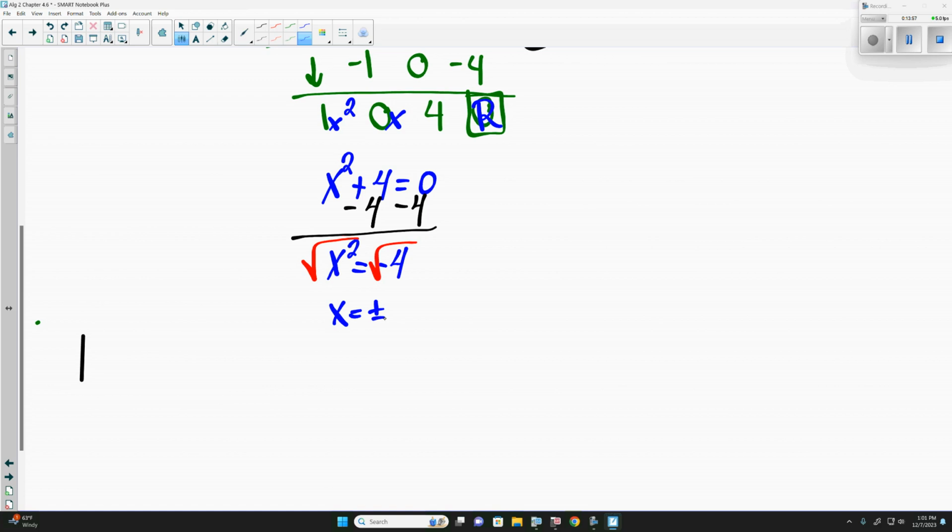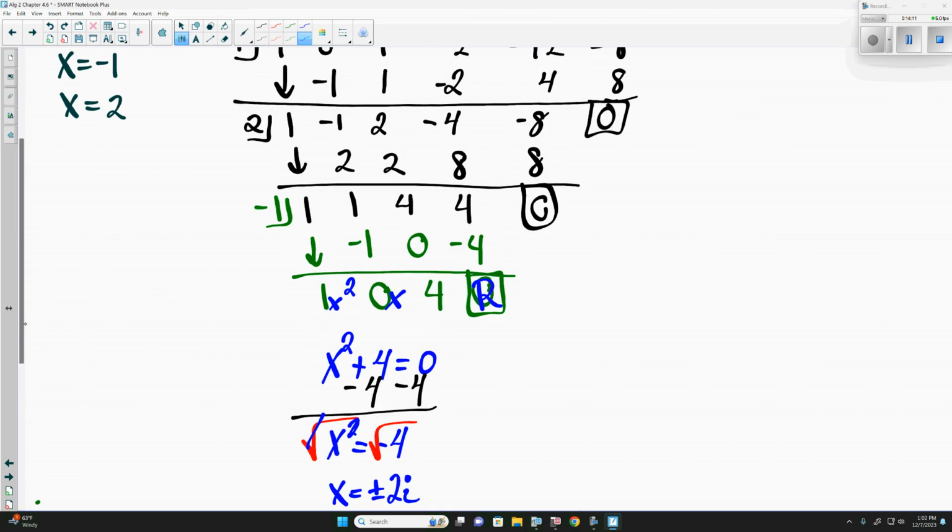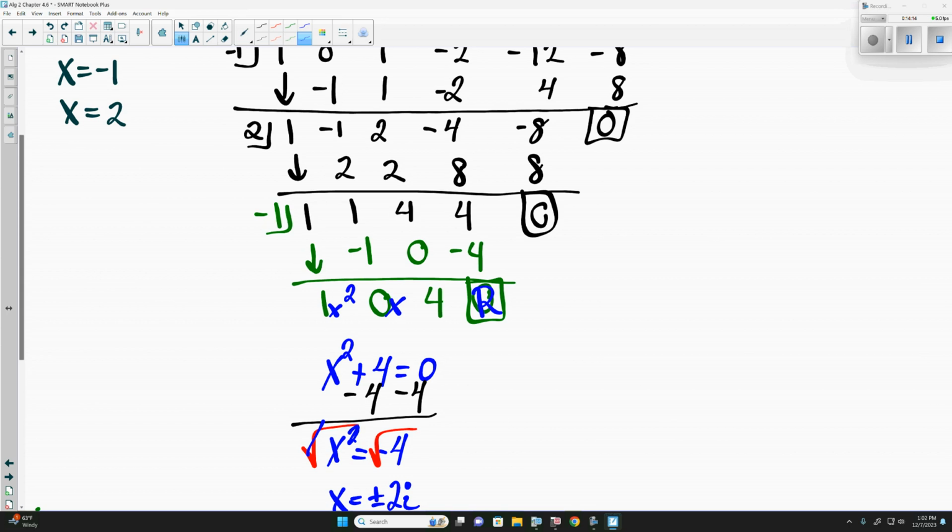Now that we've got the x squared by itself, we can take the square root of both sides. Our negative is going to come out as i, and the square root of 4 is 2. So our solutions are x is equal to plus or minus 2i. Because we said there should be 5 solutions, and we found 5.